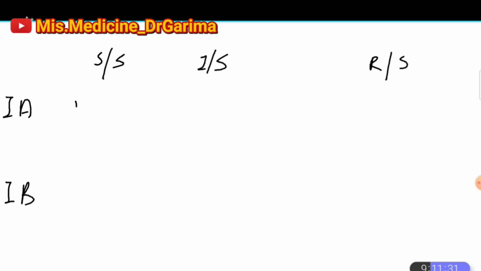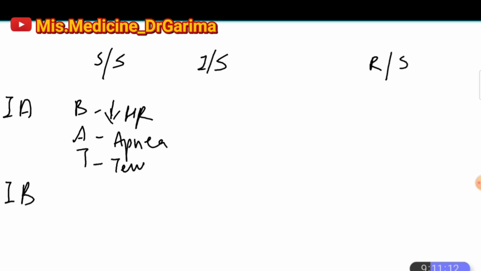Systemic signs. The mnemonic is BAT. It includes bradycardia, apnea and temperature instability. Okay, next one is the intestinal signs, what we will see, and we can say that it's the 1A stage. In the questions they can give you symptoms and we have to tell the stage, or they can ask multiple choice questions also. I'm sorry for the handwriting.